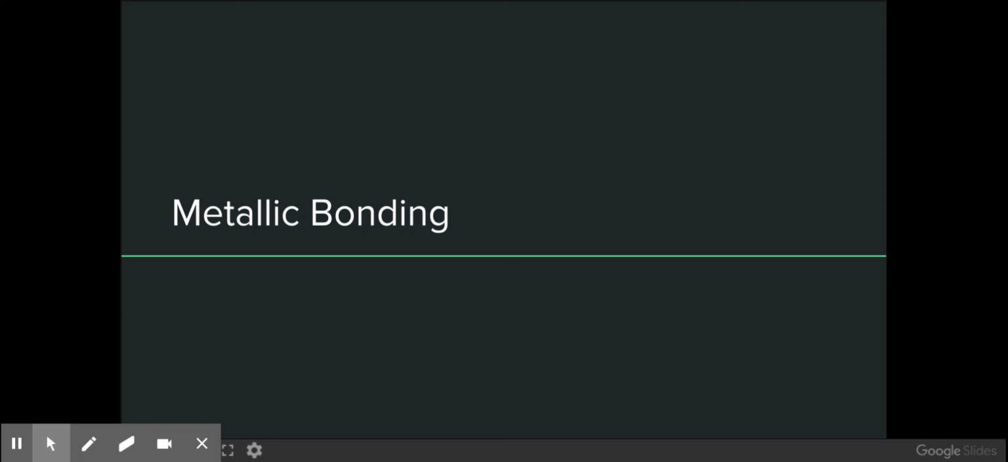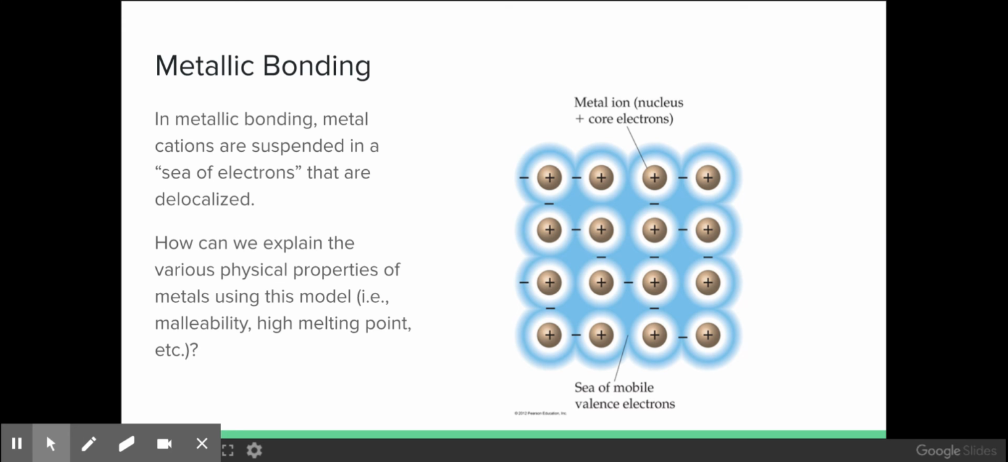A quick review of metallic bonding. The image that you should have in your head of what a metallic substance is, it's organized in a crystal lattice. Typically, metals have very high melting points, but not quite as high as ionic compounds. We say that the electrons are delocalized. What does that mean? It means that the electrons are free to move within the crystal lattice, and no one atom really possesses those electrons at any given time.